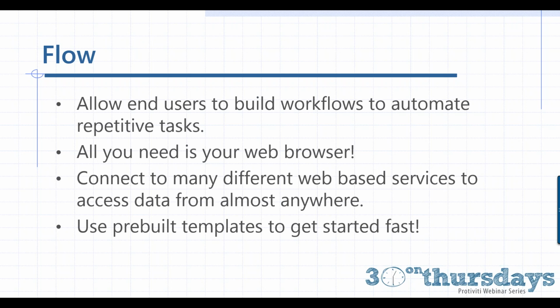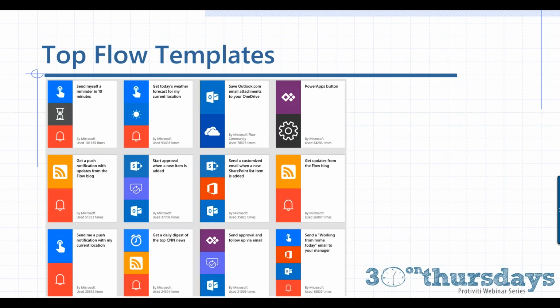And with Flow, there's actually a bunch of pre-built templates that are used to help users get started. So if we take a look at that, these are just kind of the top Flow templates that are out there. So things like, send myself a reminder in 10 minutes. You can actually create a flow and say, okay, I want to be reminded on this thing, and then it'll wait and then just trigger itself to send you a reminder. Or you can start simple approval processes, or send customized emails. So you can see there's a lot of options that are available through Flow, and we recommend looking at those templates.